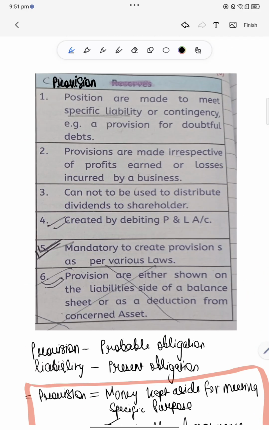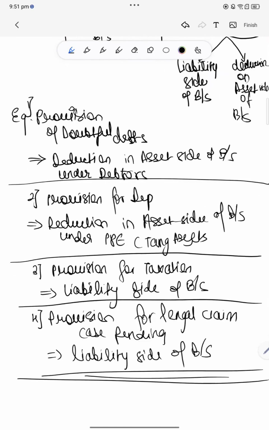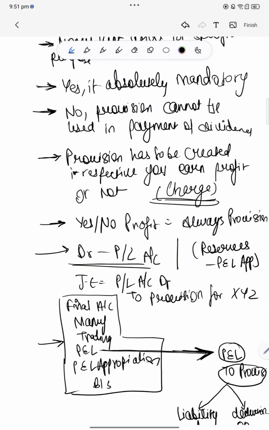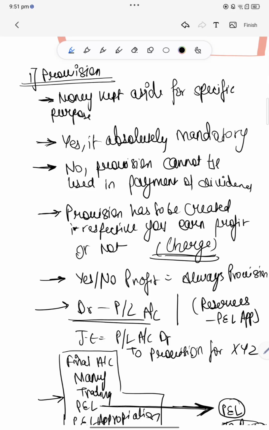And just before that, let's conclude the whole session. So what is provision? Provision is the money kept aside for a specific purpose. Then, is it mandatory to create provision? Yes, absolutely, it is mandatory. Then, can it be used in payment of dividend? No, it cannot be used in the payment of dividend. Second, is provision created only when there is a profit? Absolutely not. It is created irrespective of whether we have profit or not.